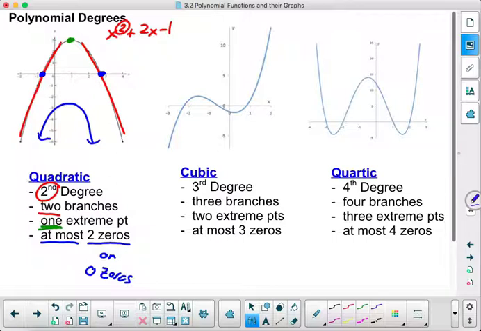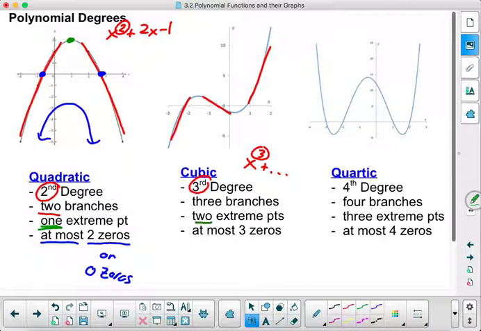Looking at the cubic one, for instance. A cubic one, it's a 3rd degree, so I have something to the 3rd power, plus whatever, minus whatever as I go through, but the biggest degree is going to be x cubed. This, though, has 1, 2, 3 branches always.